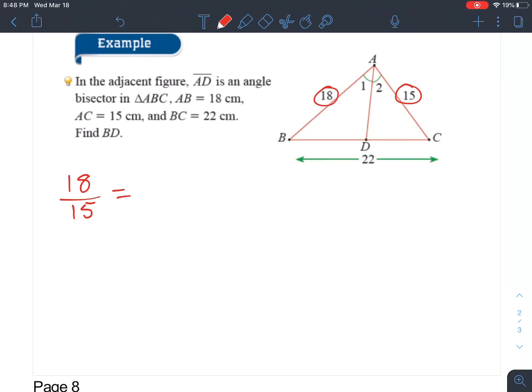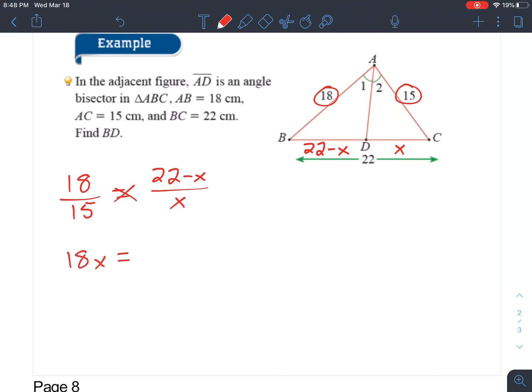Now, we can't just pick a number, but we can put in a variable that will represent any number that we're not sure of yet. I'm going to choose to let DC be x. Therefore, BD must be 22 minus x. And now we have enough information to set up our second fraction: 22 minus x over x.